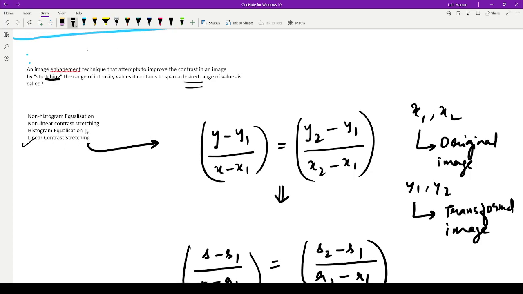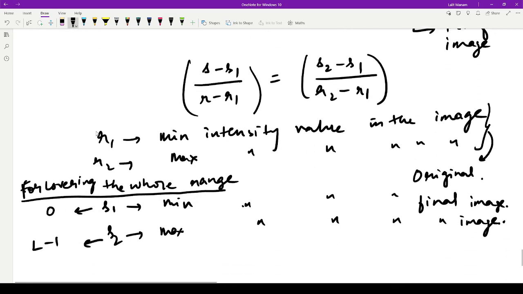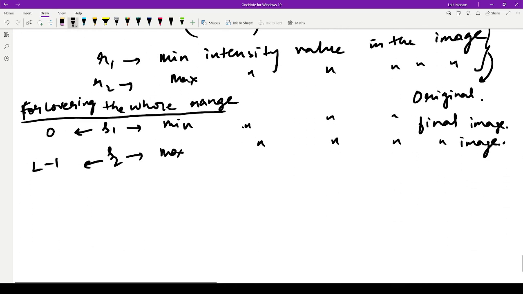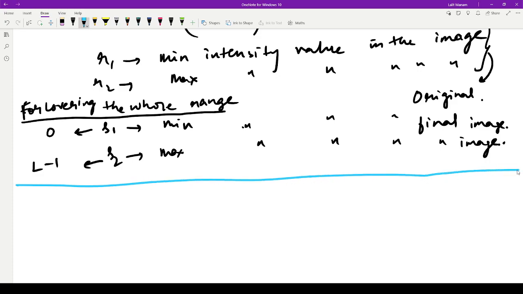Histogram equalization does not always give us the desired range, so this is wrong. And non-histogram equalization, of course, that is a very generic statement. We don't know whether we can have our output values in the desired range or not. Okay. So is this question clear? Okay. We'll move on to the next one.